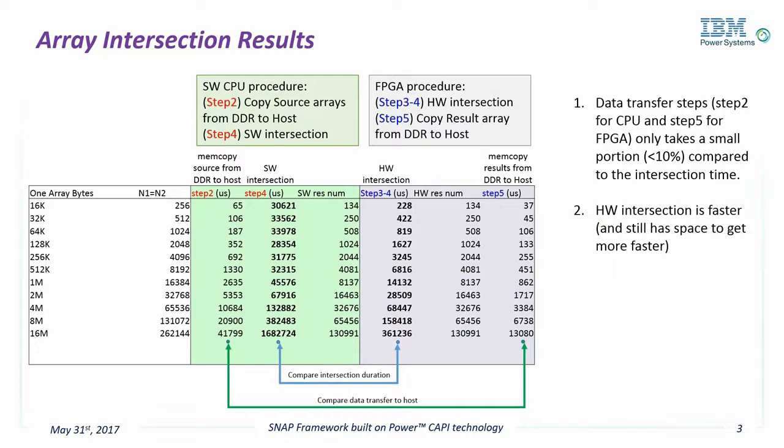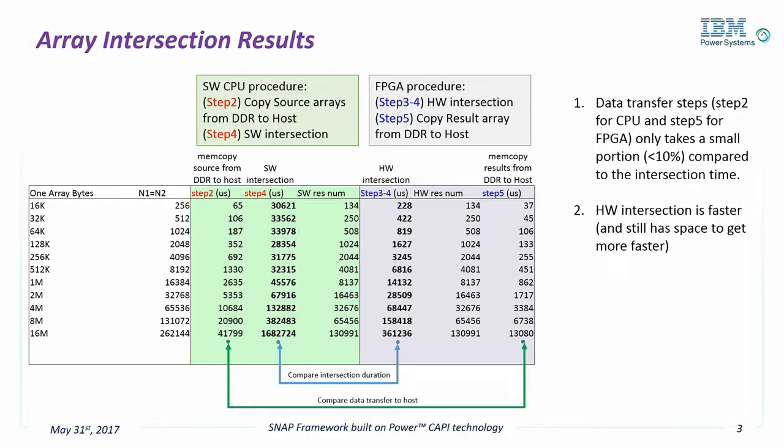For our benchmark, we ran different size arrays and different data intersection hit rates. The different array sizes are shown in the rows on the results table. In green, you see the benchmark results for software, while the FPGA results are in purple. For both cases, we split the time into two parts: data access time and intersection algorithm time. All times are shown in microseconds.